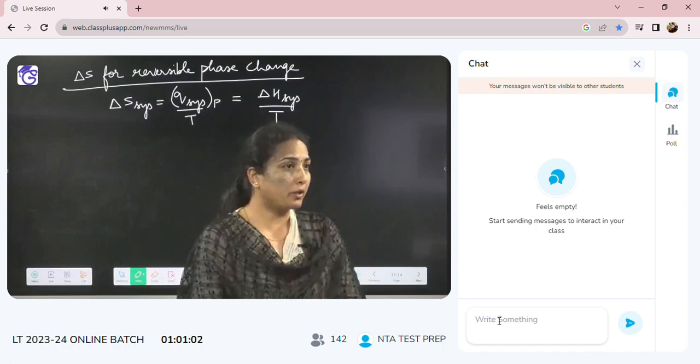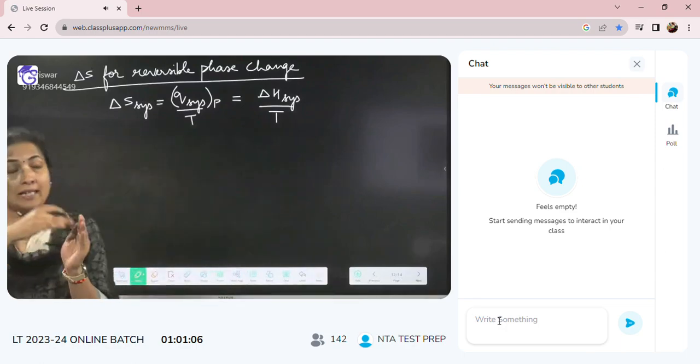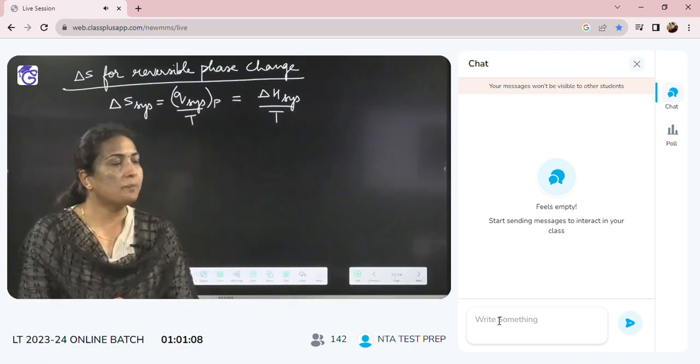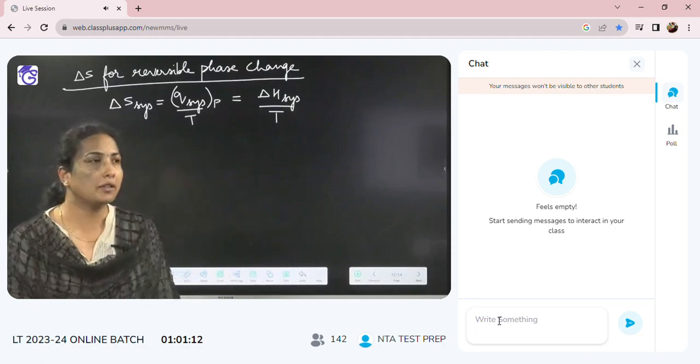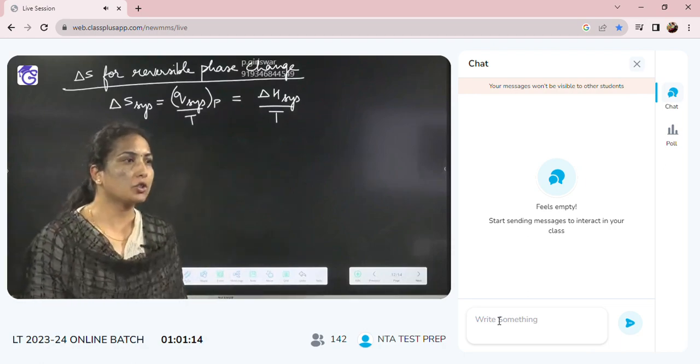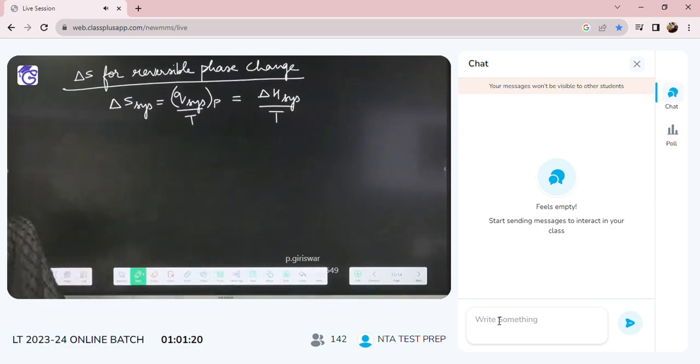Similarly, for solid to solid transformation, which is an allotropic transition, like carbon, that transition will happen at a particular temperature. So delta S for that transition equals delta H for the transition divided by the temperature at which that transition is happening. So I'm going to write down the formulas here. You also can write along with me.